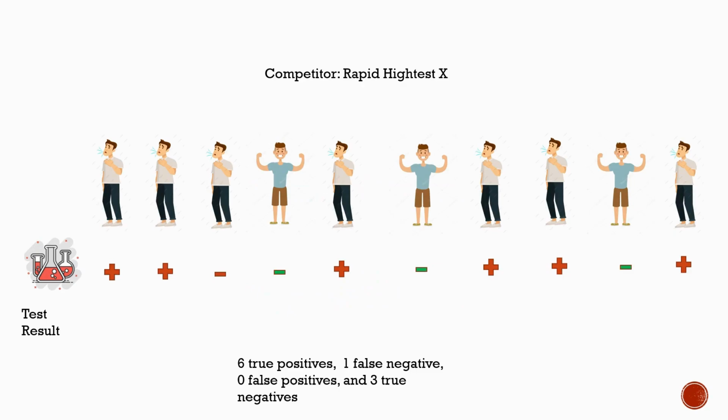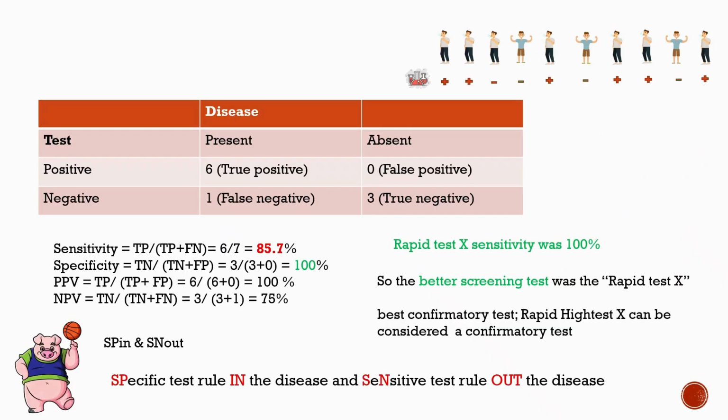Now we will look into the result of another test, that is rapid test Y, on the same population. By this test, it is showing 6 true positives and 1 false negative, 0 false positive and 3 true negative. So we will now derive its sensitivity, specificity, positive predictive value and negative predictive value for the second test.